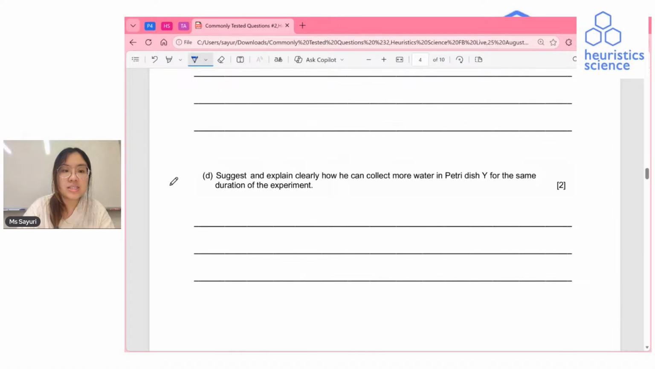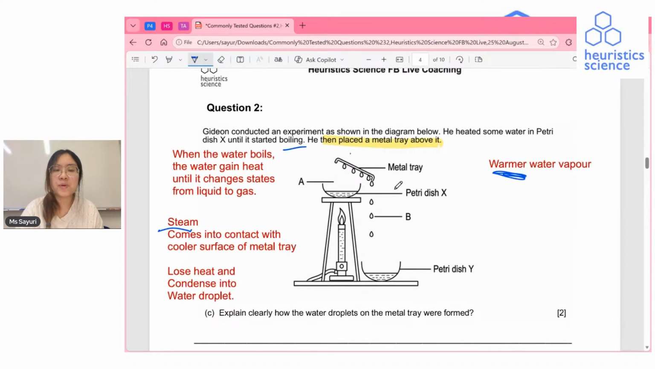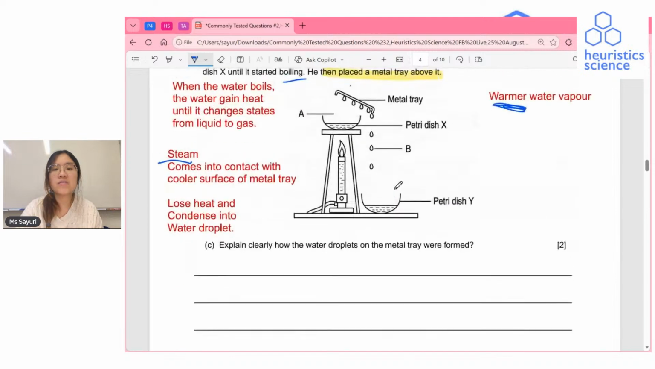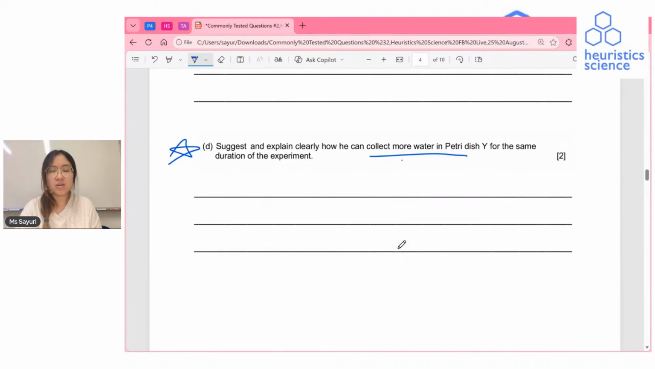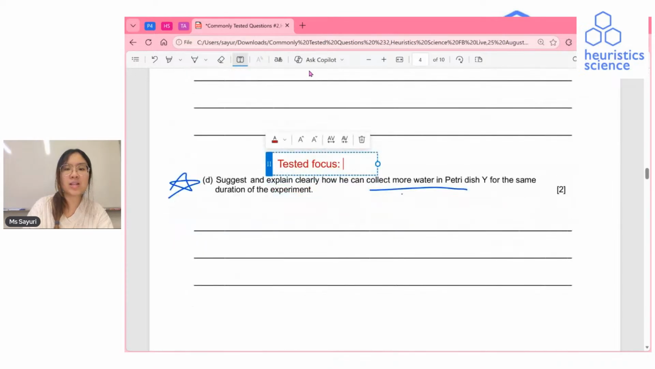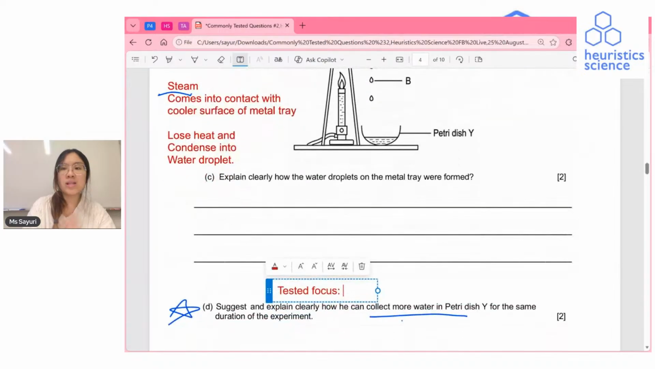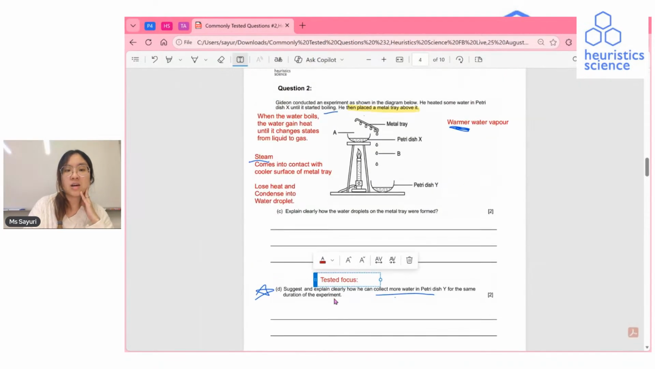Over here, can you put a star? Suggest and explain how he can collect more water in Petri dish Y for the same duration of the experiment. So over here, you want to collect more water, but let's say this whole experiment takes 30 minutes. In 30 minutes, you want to have even more water in the Petri dish. What is the tested focus? It's not just about this anymore, because if you write this, you'll be writing the same thing twice. Even though it's about condensation, it is one very specific thing about condensation.